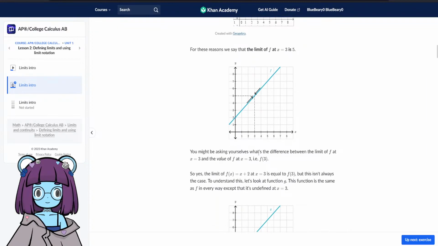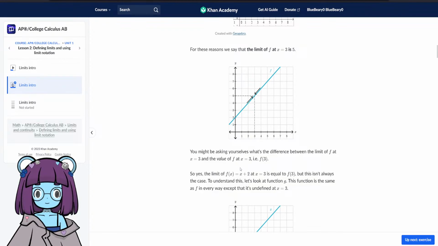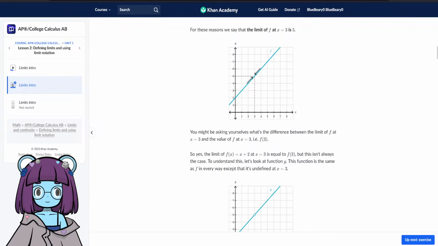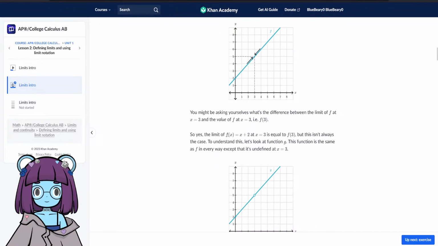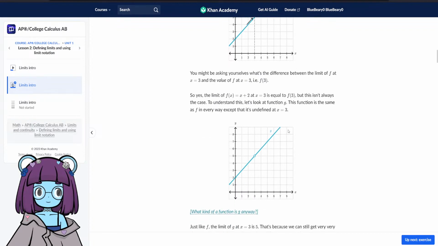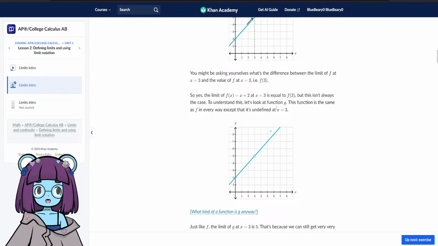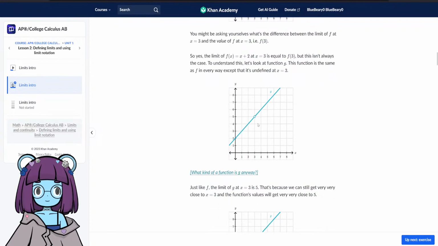You might be asking yourself, what's the difference between the limit of f at x equals 3 and the value of f at x equals 3? Yes, the limit of f of x equals x plus 2 at x equals 3 is equal to f of 3, but this isn't always the case. To understand, let's look at a function g. This function is the same as f in every way except it is undefined at x equals 3. So the little circle is a little hole.